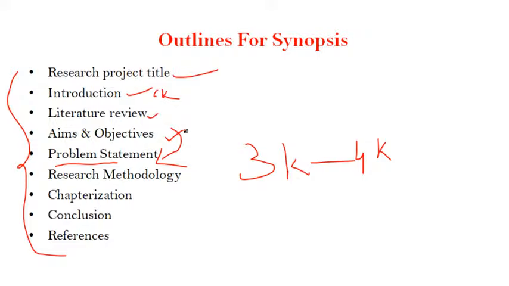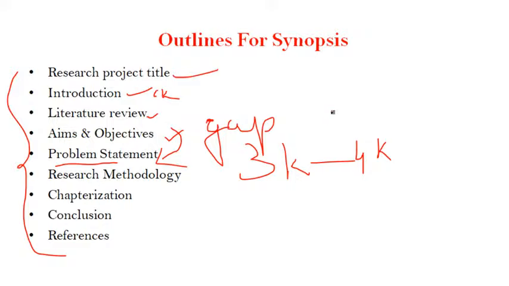Under the problem statement, it is about the area of your research. It is a concise description of an issue to be addressed. It defines the gap between the current state and desired state of a process. It is all about the area of your research, a concise description of which problem you are going to find a solution for.